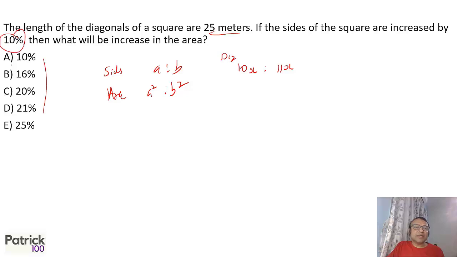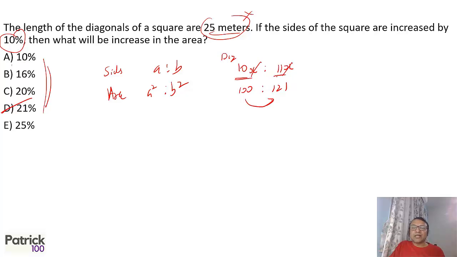When your answers are given in percentage, the value is not important. You can ignore this value. You can directly solve with 10x, 11x, or 10 is to 11. So the area will be 100 is to 121, which means an increase of 21%, option B. You can solve it the long way, but this is easier.